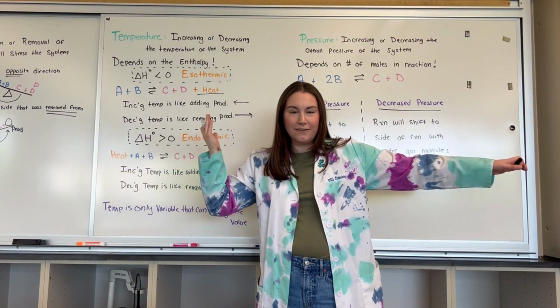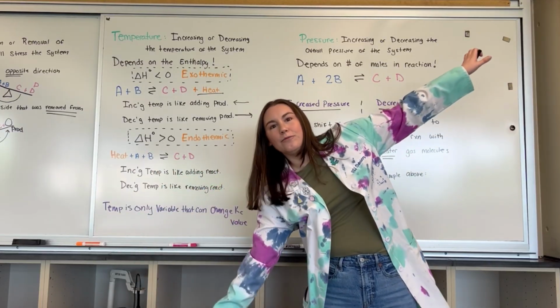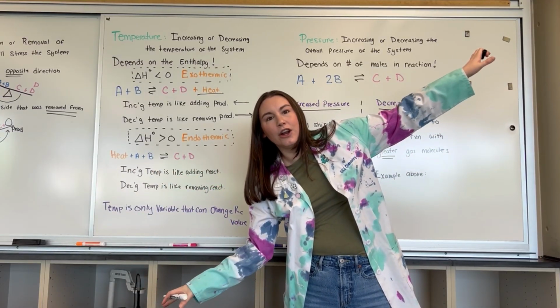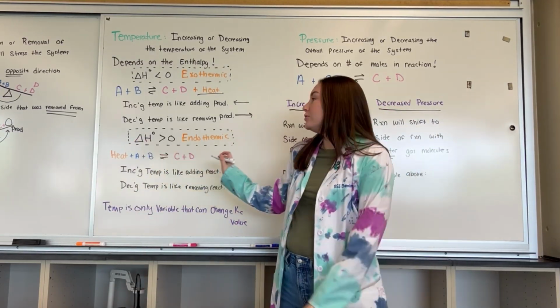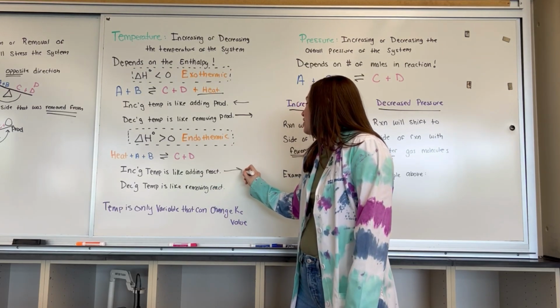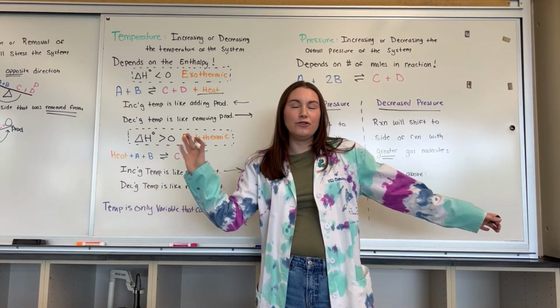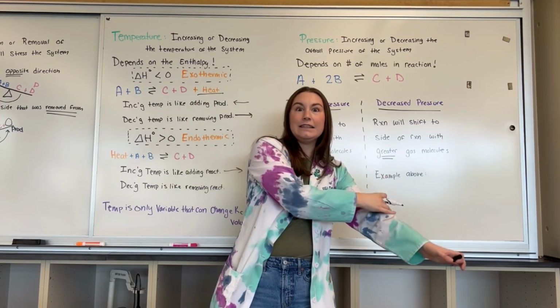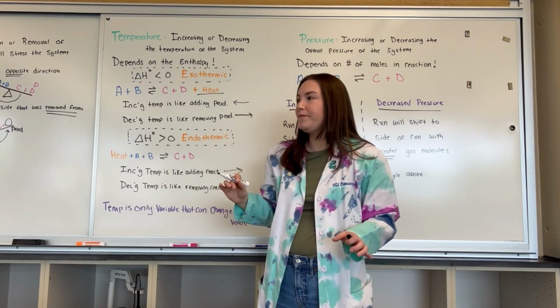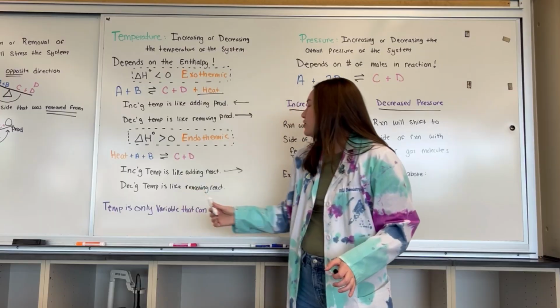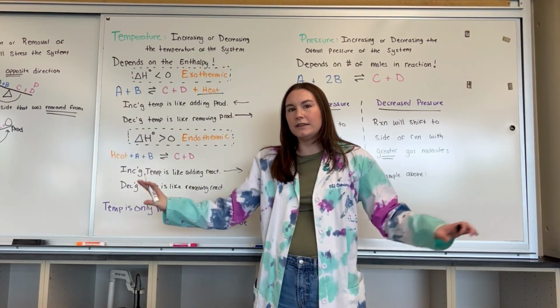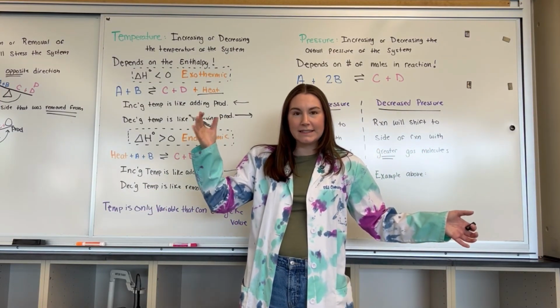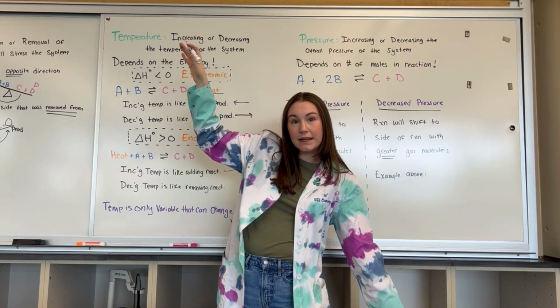If I add reactant, if I add heat, I'm adding more to this side, it's becoming heavier, so I need to go in the forward direction to alleviate that stress. I need to use my reactants, I need to use up that excess heat that I just added, and I need to make my products, okay? Decreasing the temperature is like removing a reactant. So I'm creating a void on this side. This side's getting lighter, so my product side is heavier.